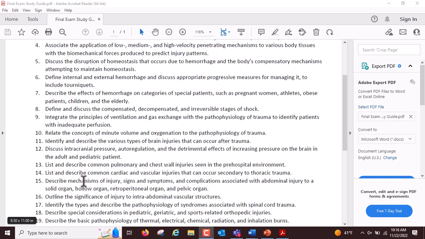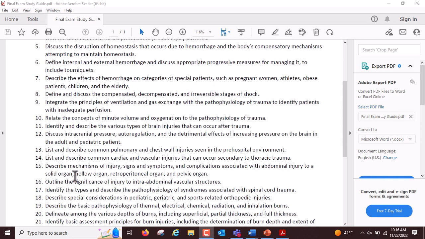Let's see. Mechanism of injuries, signs and symptoms and complications with abdominal injuries to a solid, hollow organ, retroperitoneal organ, and pelvic cavity organs. Yes, ma'am. What about if you have a hemopneumo? Okay. So let me ask you a question. How would you know if you have a hemopneumo?